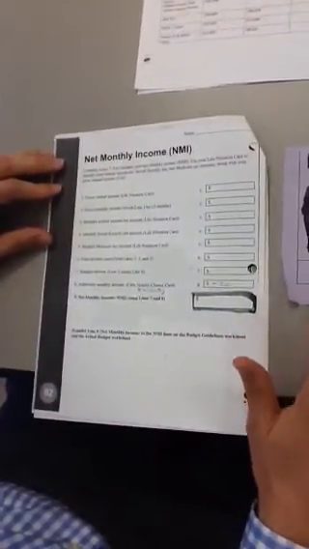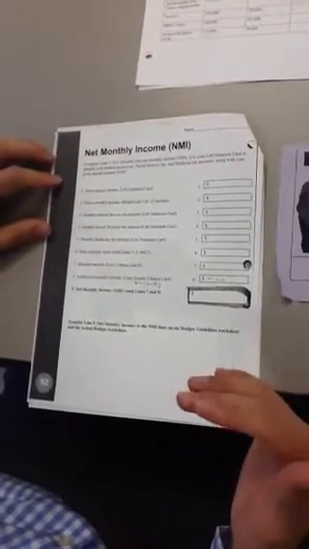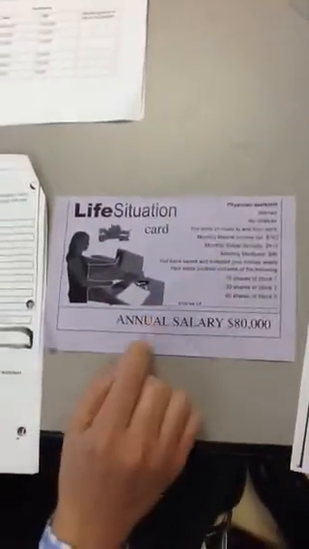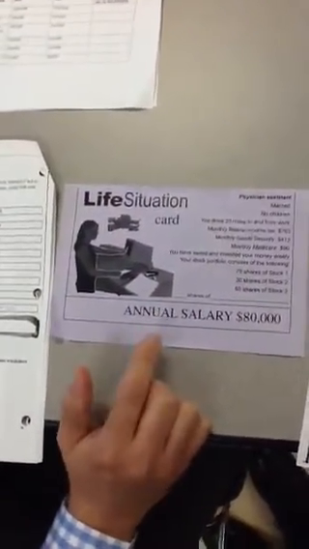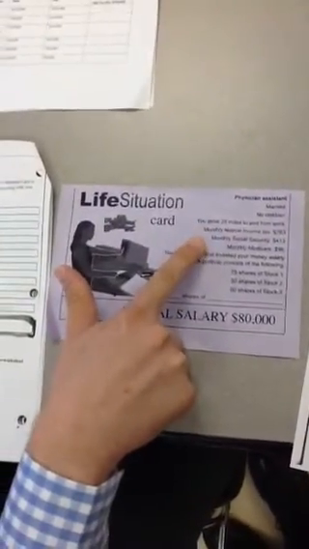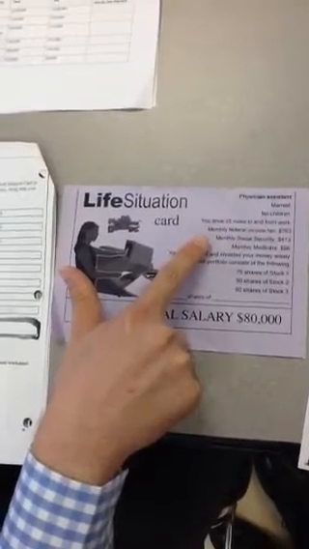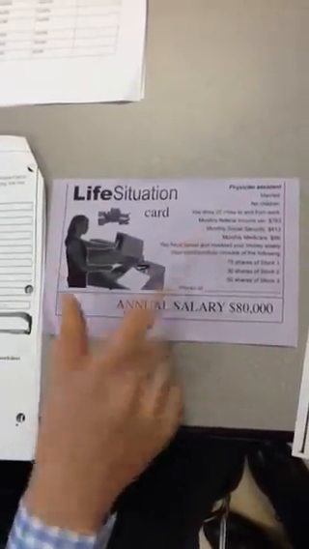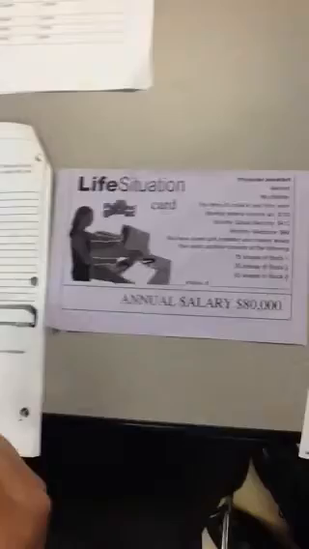So you're going to have a life situation card. Now at Finance Park, you're going to each have a different one. For this activity, we're going to have the same one. So your life situation card is you're a physician assistant, which is like a doctor. You're married. You have no children. You drive about 25 miles to and from work. And then you pay different expenses: income tax, federal income tax, Social Security, and Medicare, which we've talked about in previous classes.